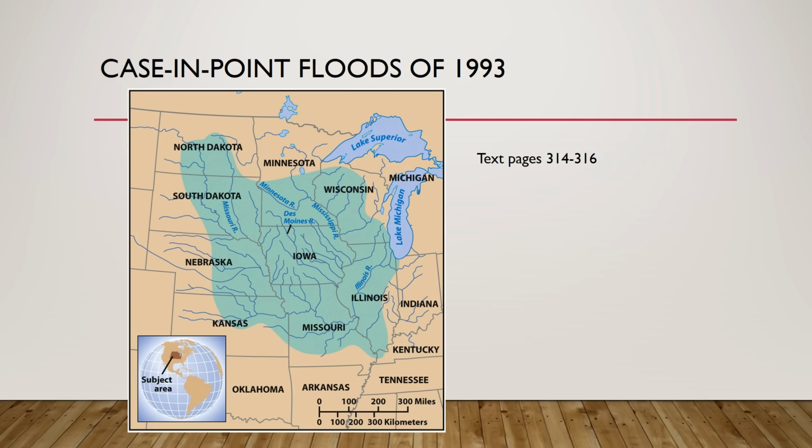All right, so I highly recommend you guys read the case in point from pages 314 to 316. It's a perfect example of what we just talked about there, with levees failing and prolonged rain and so on.